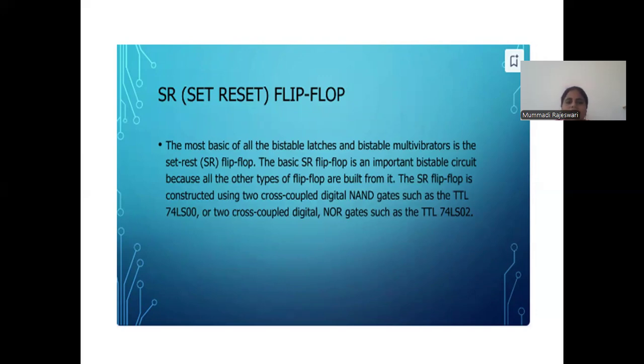And here the IC used for the logic diagram of the SR flip-flop, the IC number, is a 74LS. For NOR gates, the SR flip-flop uses 74LS0.